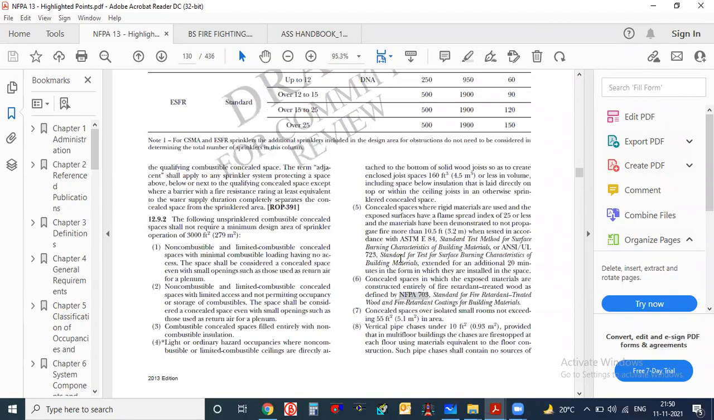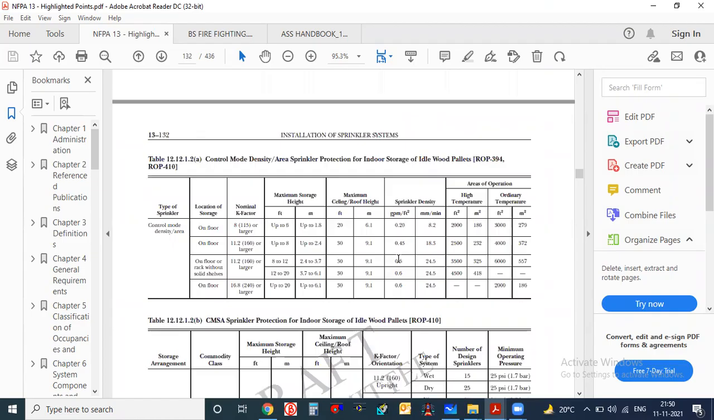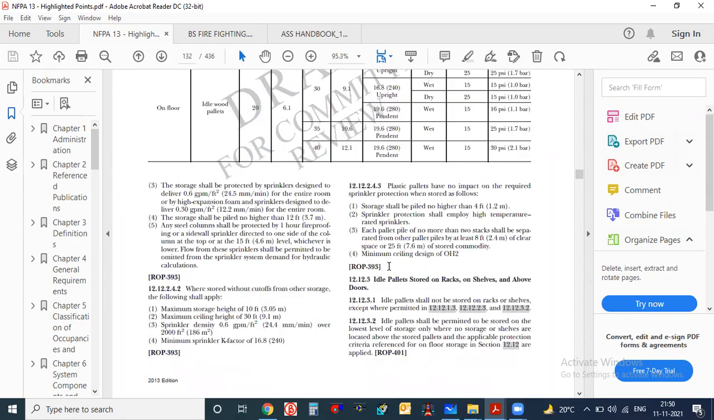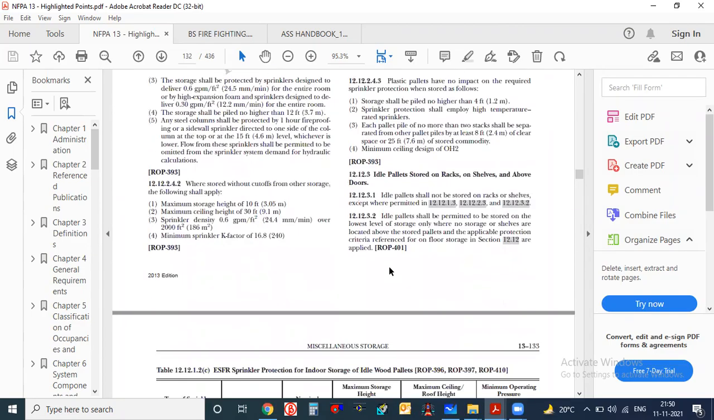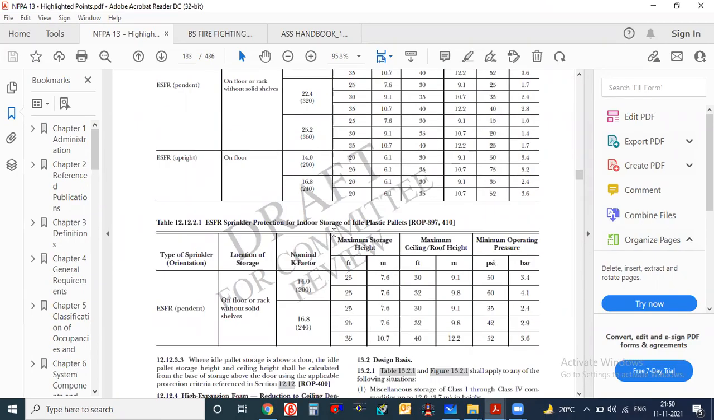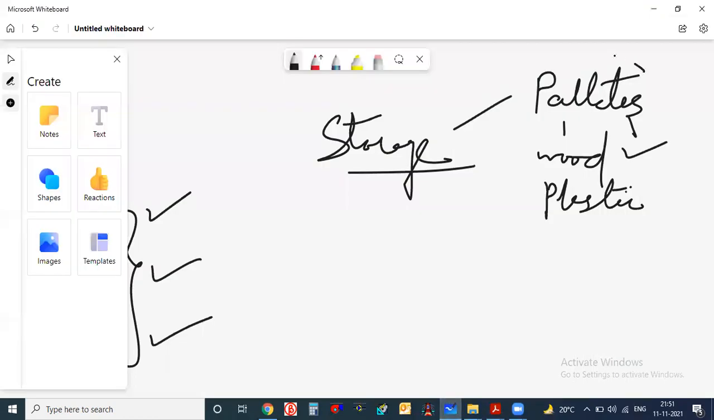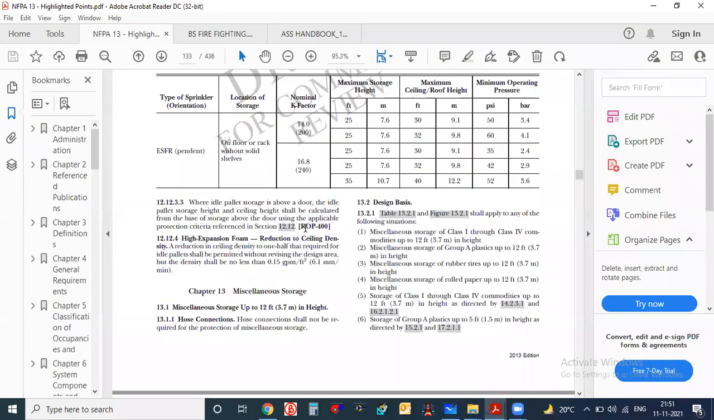So there are certain things where specialization is required, but at least we can understand this storage type of building. Whenever you come across any design, you can easily understand most of the things. In the same way, they have given it for the plastic pallets also. ESFR. Okay, this is one topic, about the pallets. So some things are given: CMSA, CMDA, and ESFR.